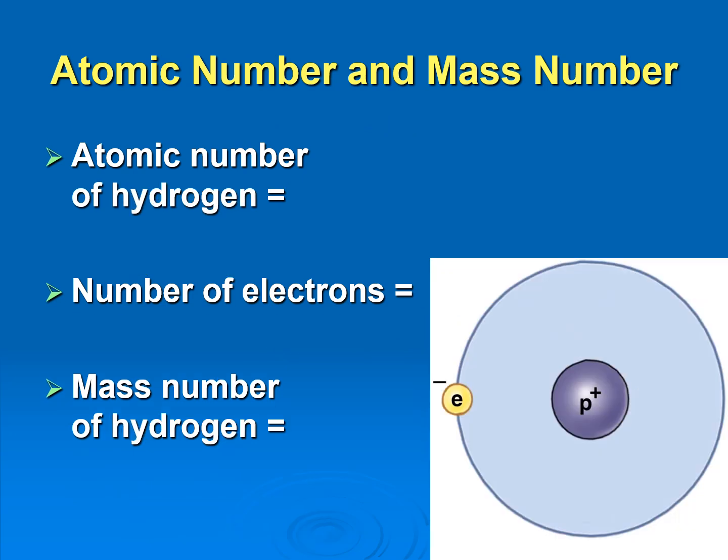Here we've got hydrogen. The atomic number of hydrogen, remember, is just equal to the number of protons. If we look at our hydrogen atom, we just have 1 proton. So the atomic number of hydrogen is 1, indicating it has 1 proton. And then remember, the number of electrons is equal to the number of protons, as long as we don't have an ion or another charged atom of some sort. Here we've got 1 proton, so we should have 1 electron, which we do.